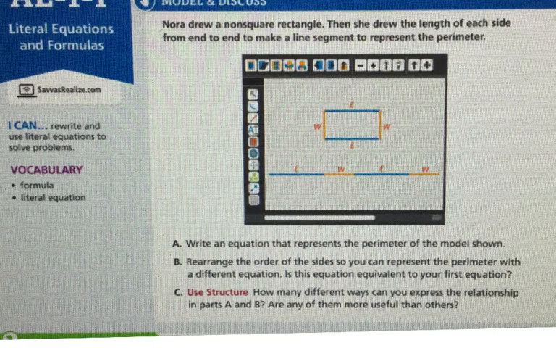So again, our I can statement, that's what we're going to be doing during the lesson today. We want to be able to rewrite.